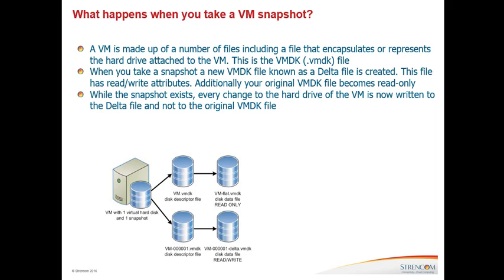When you take a snapshot, a new VMDK file known as a delta file is created. This file has read-write attributes. At this time, your original VMDK file becomes read-only. While the snapshot exists, every change to the hard drive of the virtual machine is now written to the delta file and not to the original VMDK file.